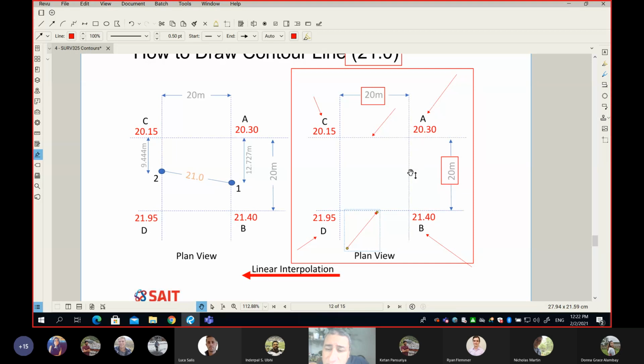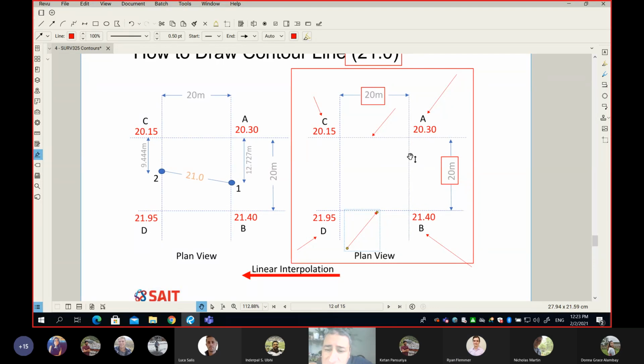Do we have, at any point along the line AB, elevation 21? Look at the numbers. My ground here is climbing from 20.3 up to 21.4. So my question for you is, as we climb from 20.3 up to 21.4, assuming it's a linear relationship, are we going to meet any point with elevation 21? Yes. So along the line AB, yes, there is a 21 elevation.